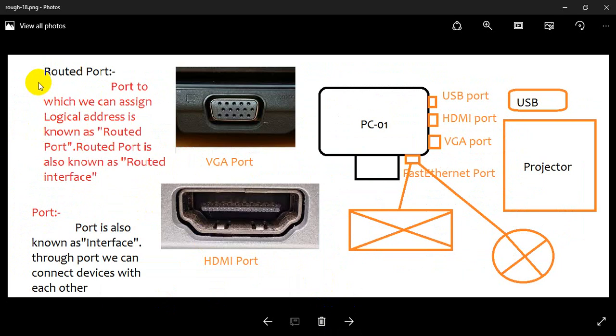Let's move with this. Routed port. What is a routed port? If someone asks you what is a routed port, the port to which we can assign a logical address is known as a routed port. Port or interface to which we can assign an IP address or logical address. That port is known as what? Routed port. So if someone asks you what is a non-routed port, what would be your answer?